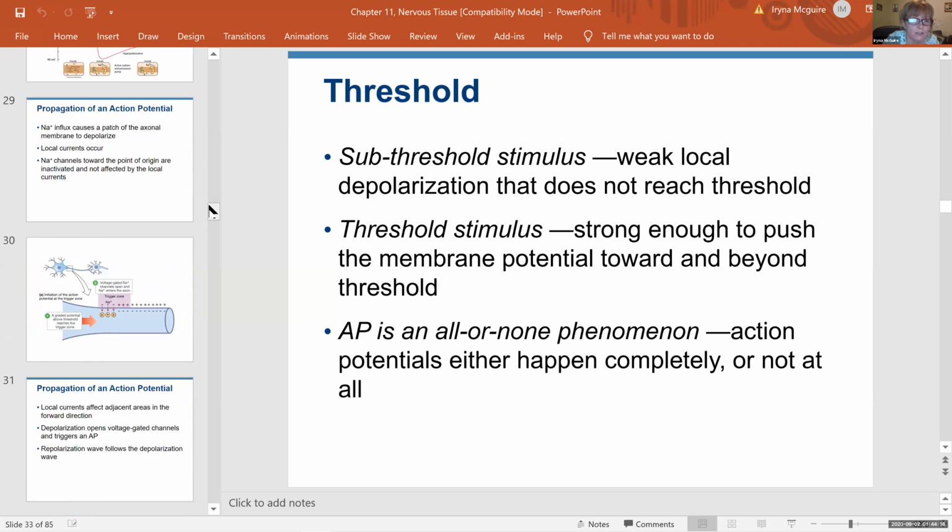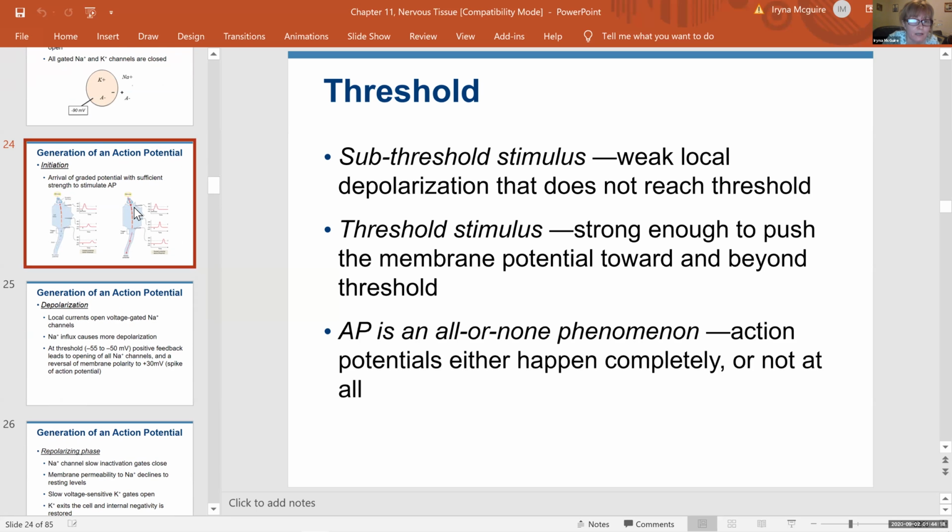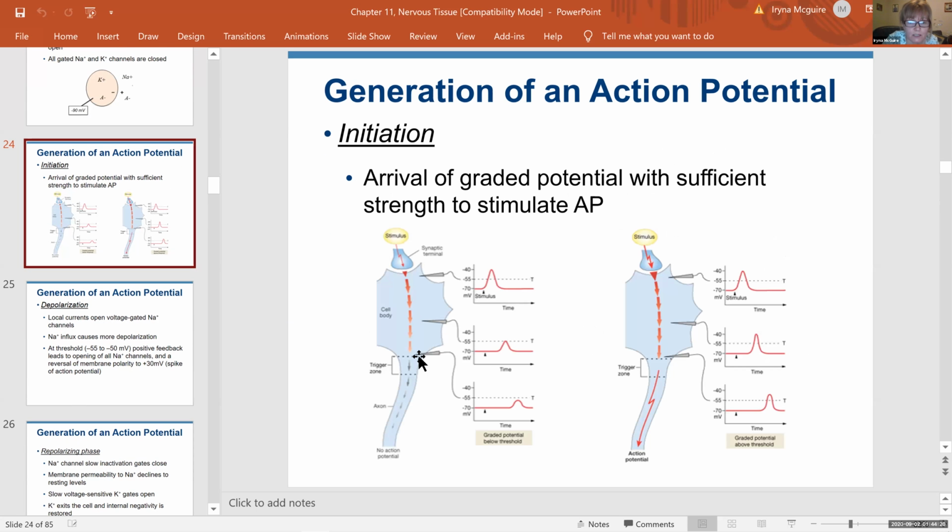So if you go back to this diagram, right, this stimulus is sub-threshold stimulus. So it is not generating action potential. And this stimulus is threshold. And threshold means by the time this electrical current, graded potential, reaches the trigger zone, it's above minus 55 millivolts, right? If it's above, then action potential is generated.